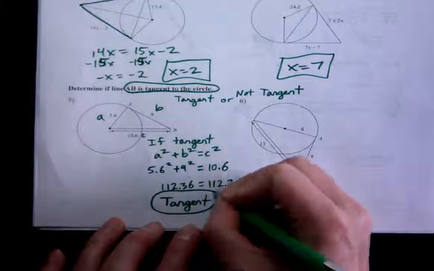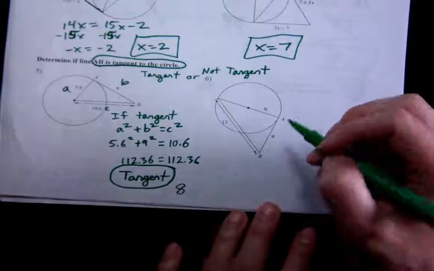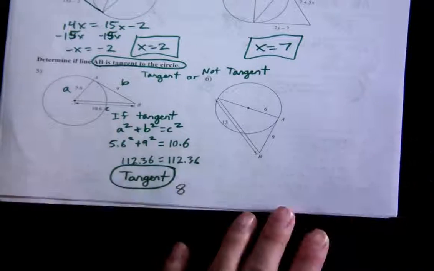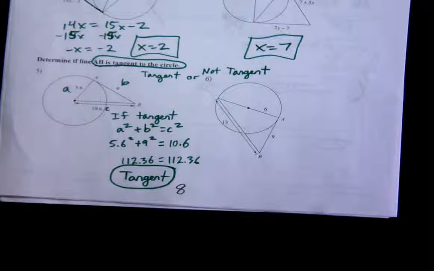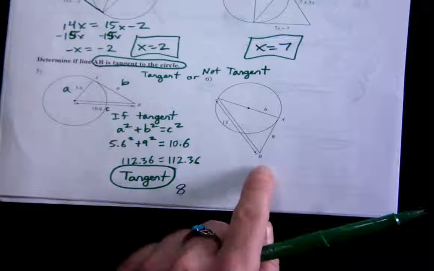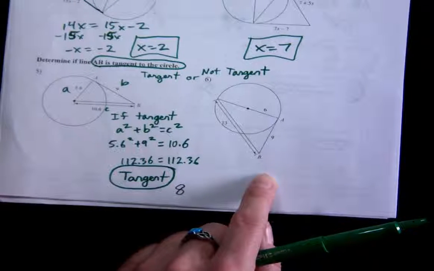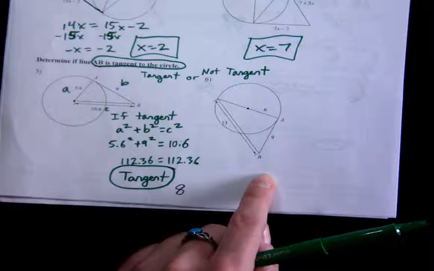Without talking to the people beside you, see if you can set them up and give me a thumbs up if it's tangent, thumbs down if it is not tangent. So plug it into your calculator and tell me what you think. Problem 6: thumbs up if it is tangent, thumbs down if it's not. Make sure you have your work to back up your answer.